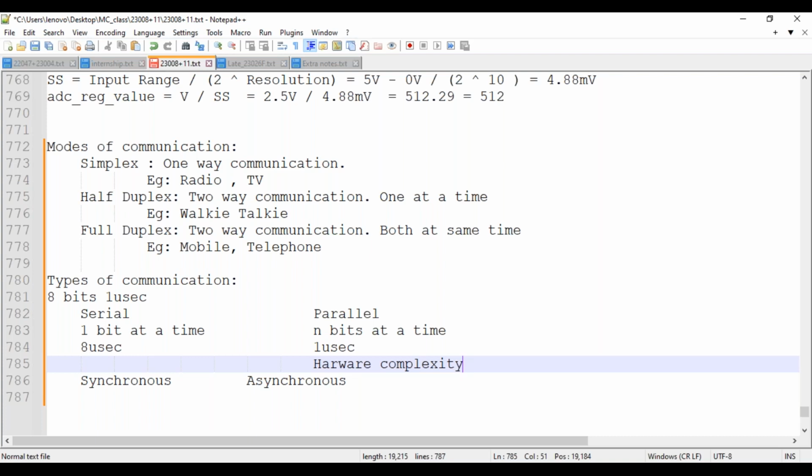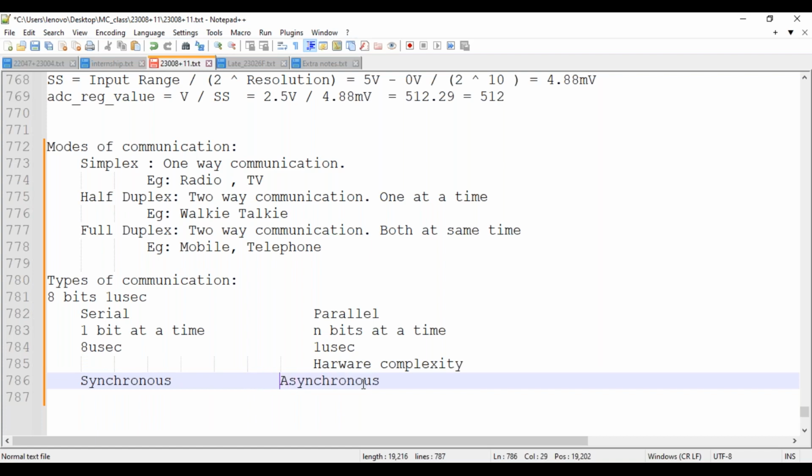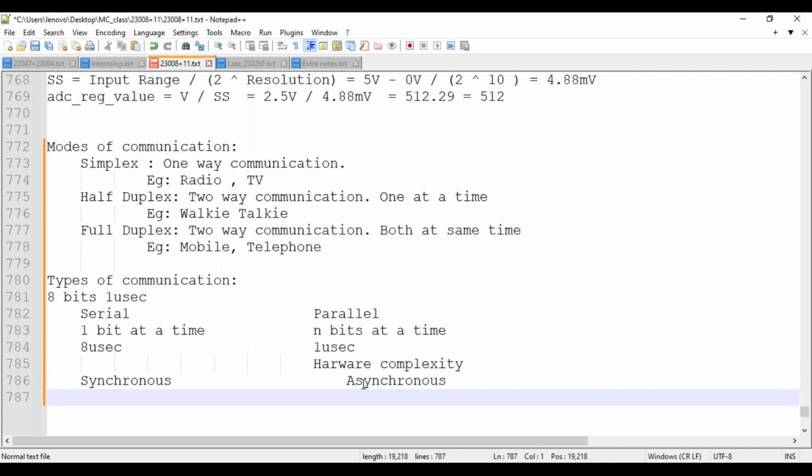Okay. So after this, we have synchronous and asynchronous communication. What is the difference between the two? What is the difference between synchronous and asynchronous communication? What happens in synchronous communication? Yes. So in case of synchronous communication, communication is happening with respect to the clock pulse.